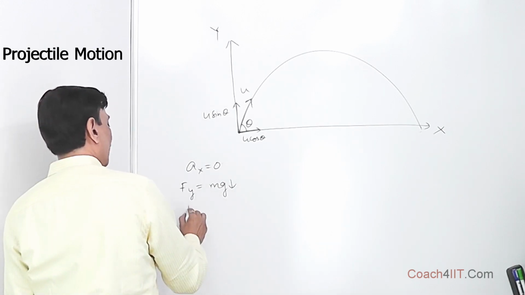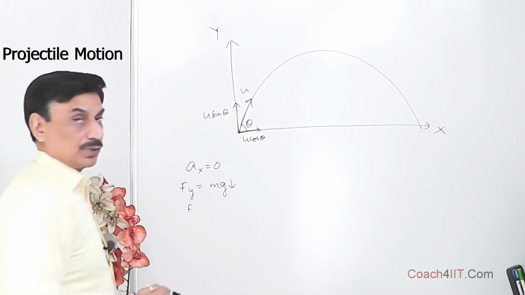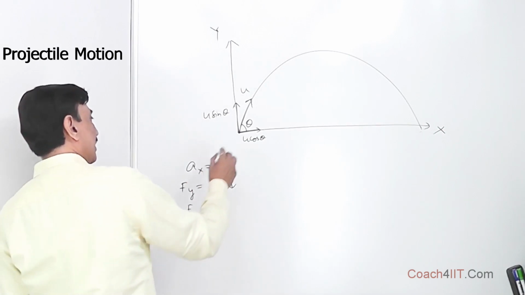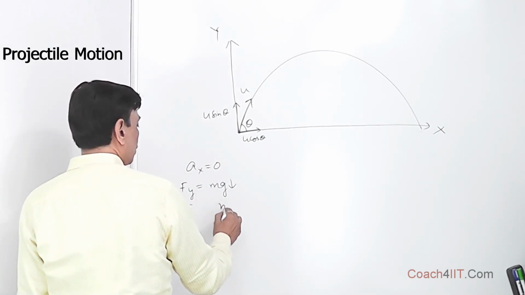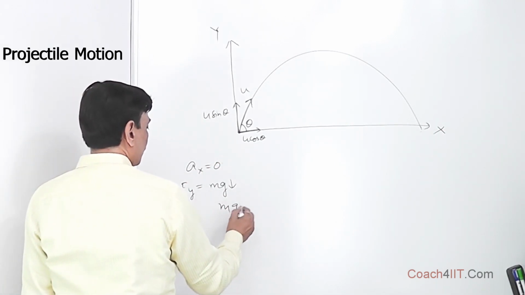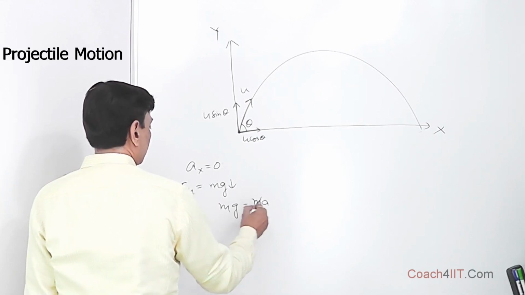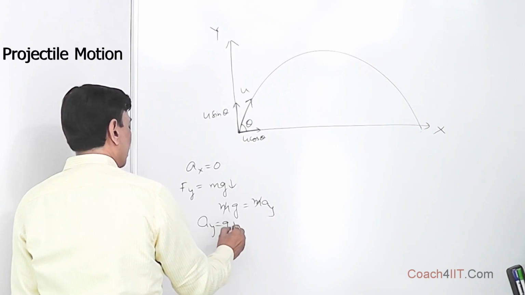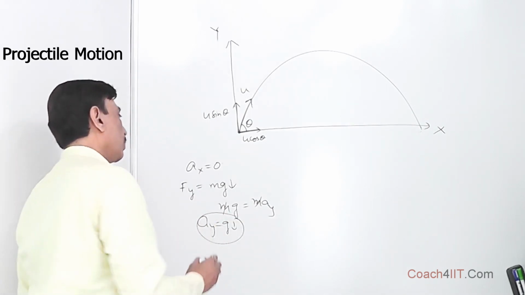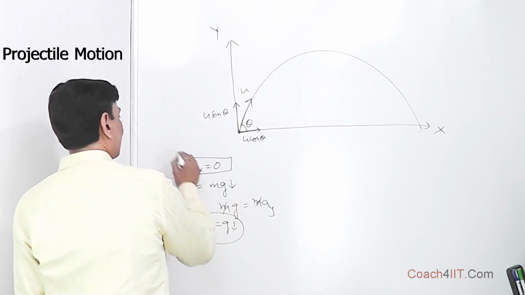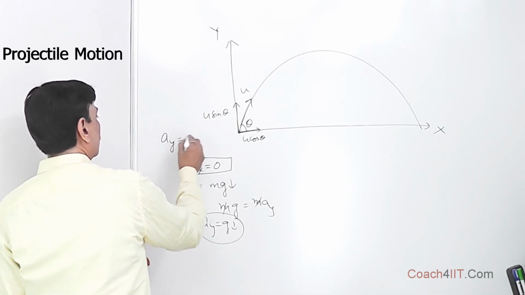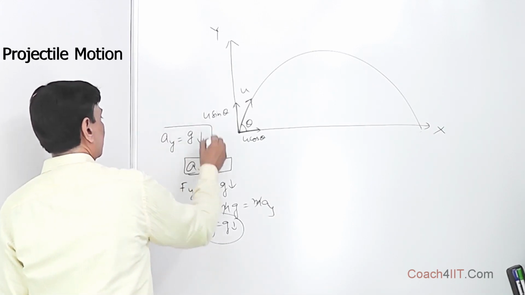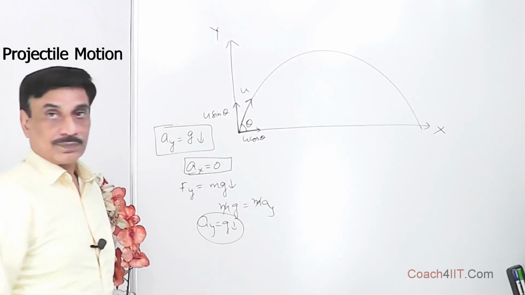Net force is equal to mass into acceleration. So along the y-axis, if the force is equal to m into g in the downward direction, so force is equal to mass into acceleration. So it means we can say ay is equal to g in the downward direction. So now we have ax is equal to 0 as one thing, and also ay is equal to g in the downward direction. This is the other thing we should remember.